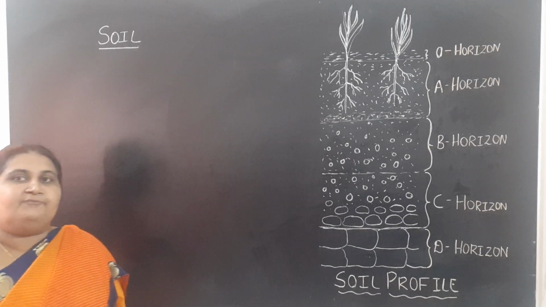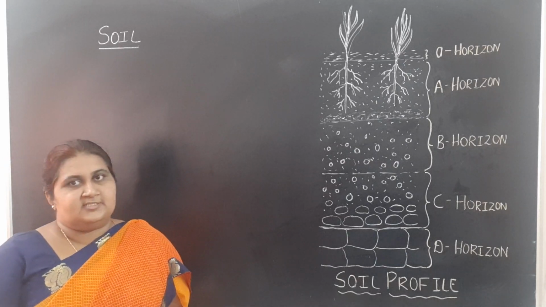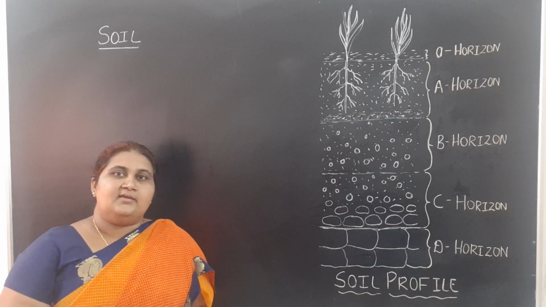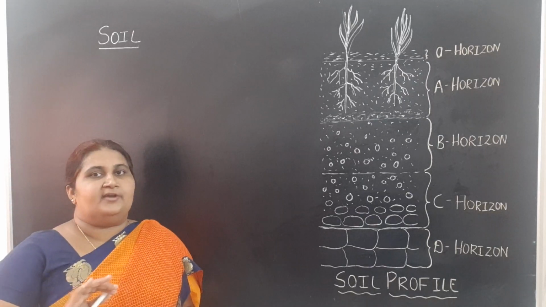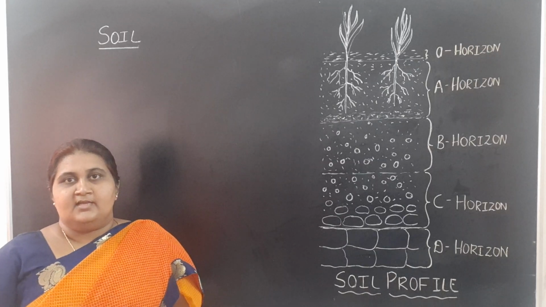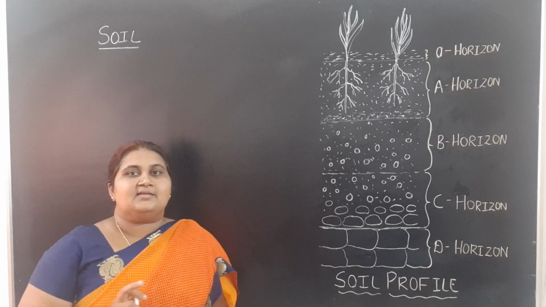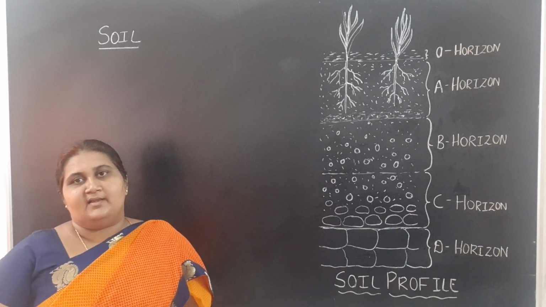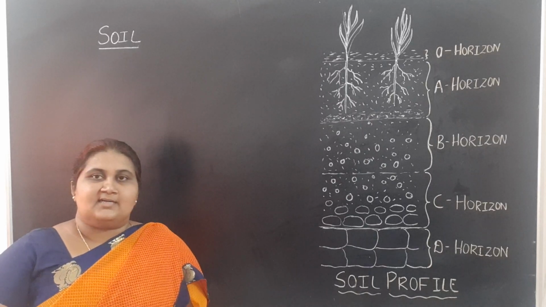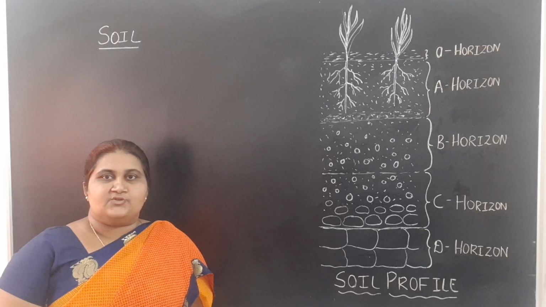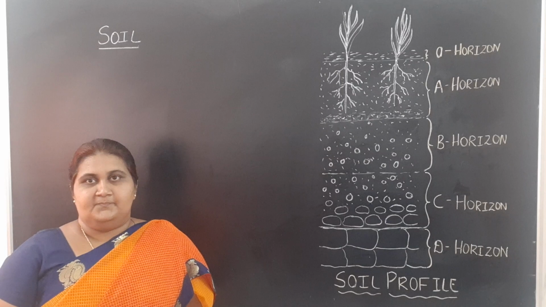Soil also influences the living organisms. Soil varies from one place to another place. The properties of soil are not the same. Properties of soil vary due to climatic conditions as well as the weathering process. Due to the climatic conditions and weathering process, the soil varies from one region to another region.